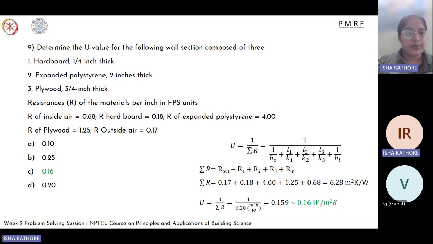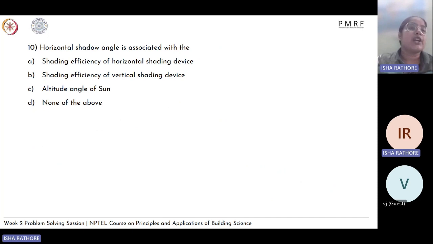So moving on to question 10. So we have horizontal shadow angle is associated with A, the shading efficiency of horizontal shading device, B, the shading efficiency of vertical shading device, C, the altitude angle of sun, or D, none of the above. So this is from the glazing unit.